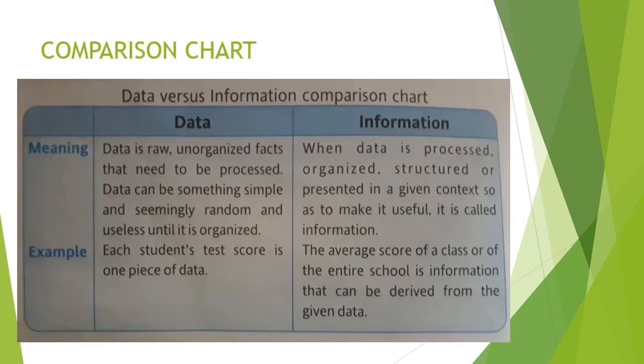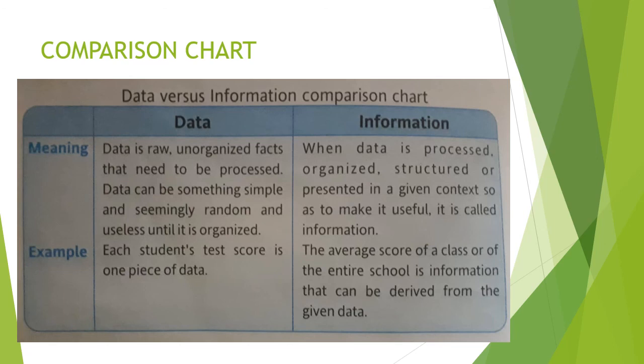Now just have a look at this comparison chart between data and information. Meaning of data: data is raw, unorganized facts that need to be processed. Data can be something simple and seemingly random and useless until it is organized. An example of data is that each student's test score is one piece of data.